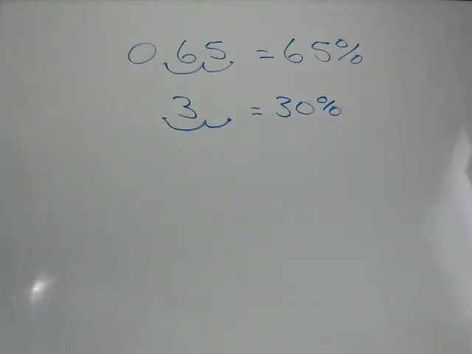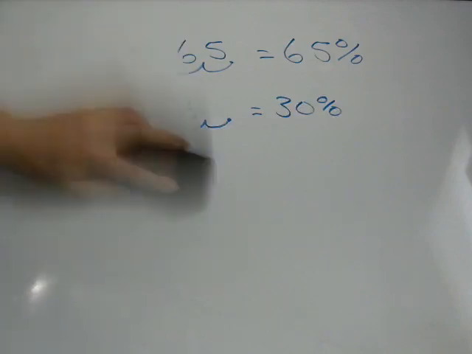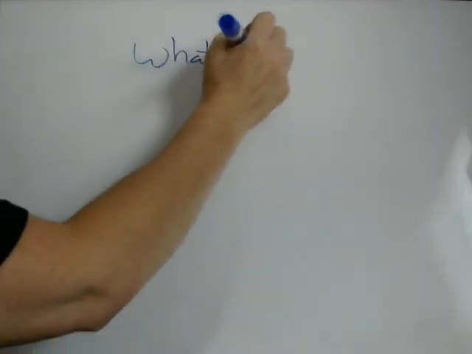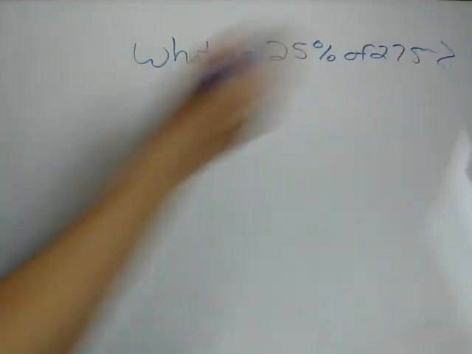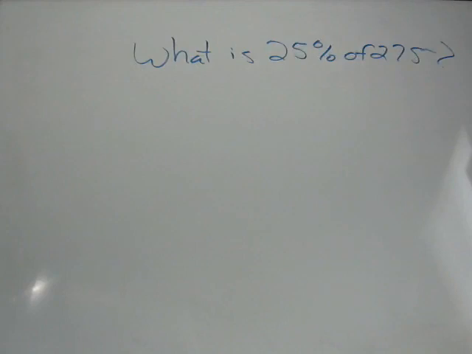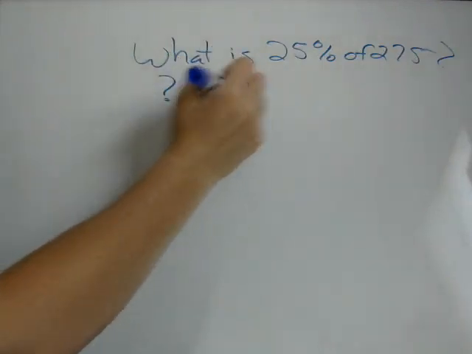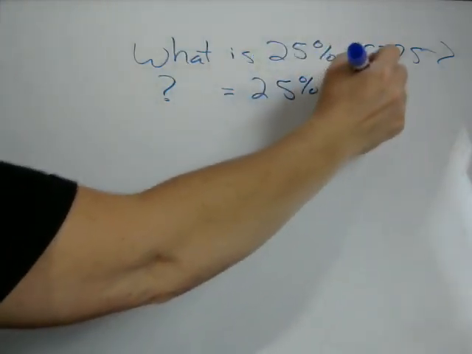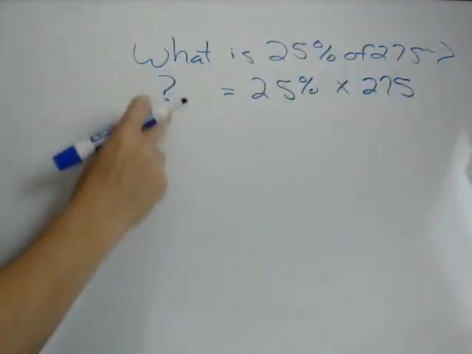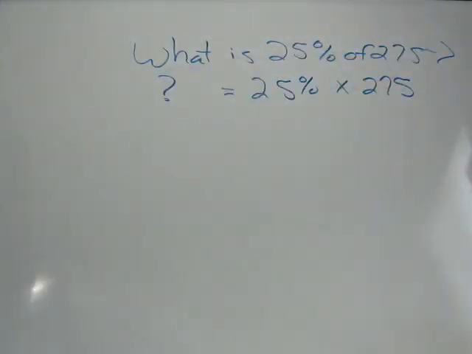So this is going to come up often in various types of questions where you're going to be given maybe a percentage and you're going to have to change it into a decimal, and maybe vice versa. For example, if we say, what is 25% of 275? So here, just as a side note, we're trying to figure out what, that's a question mark, and it always means equal. 25%, of always means times, 275. So what equals 25% times 275?